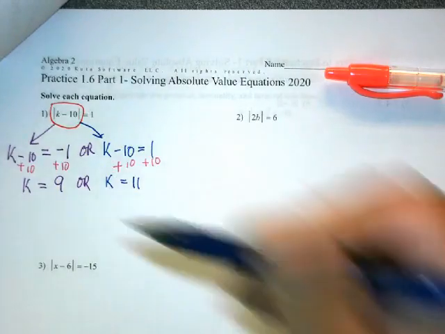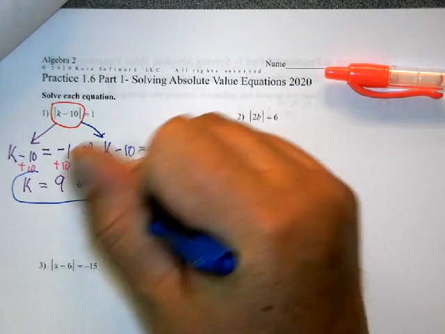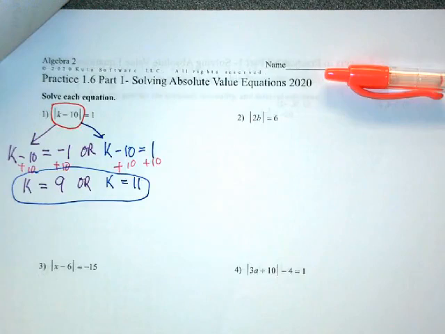And we don't have to worry about graphing it because these are just points because of the equal sign.